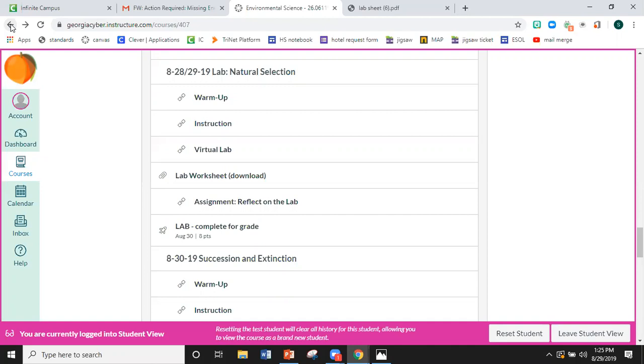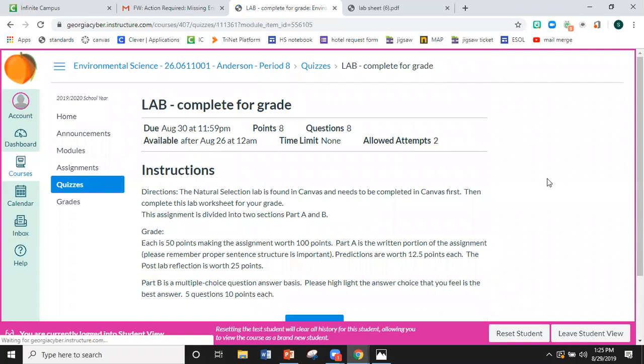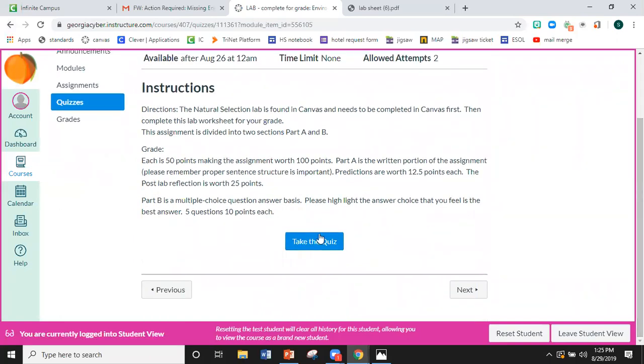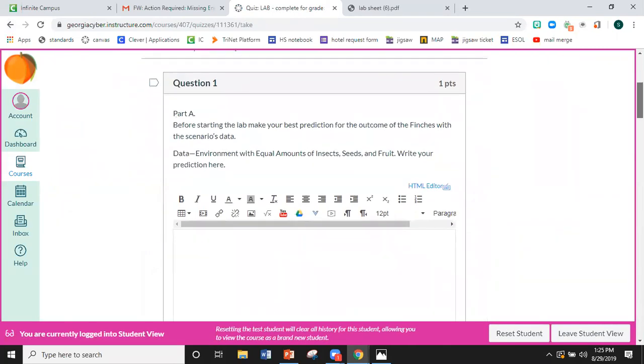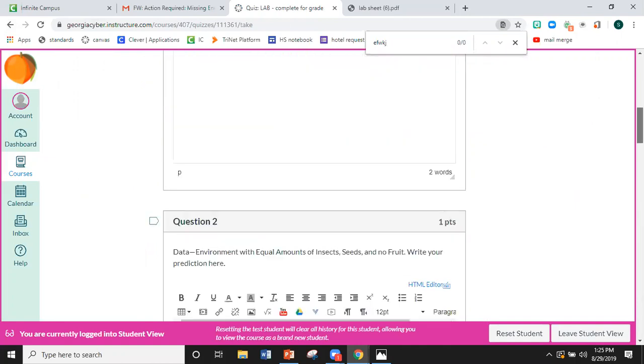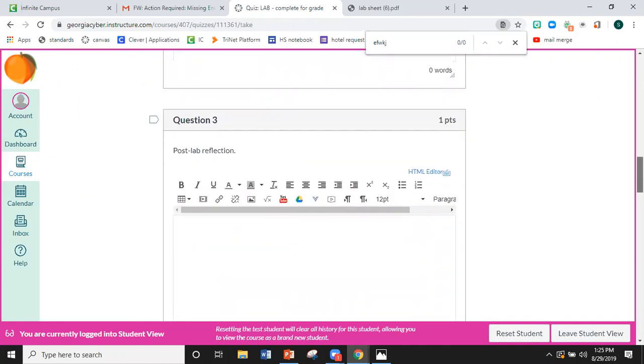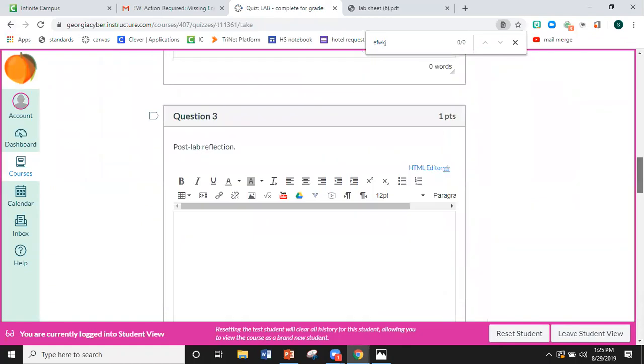And then when you open this lab tonight at some point, or tomorrow, whenever you do it, it says a quiz because it's set up as a quiz. It's not actually a quiz, but you'll be able to type the answers to your questions here. There's 3. We're going to talk about them today. And then there's some multiple choice.